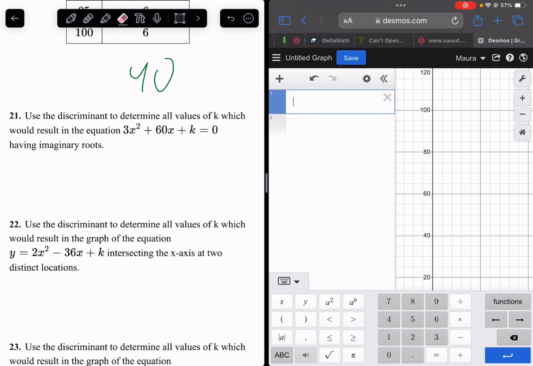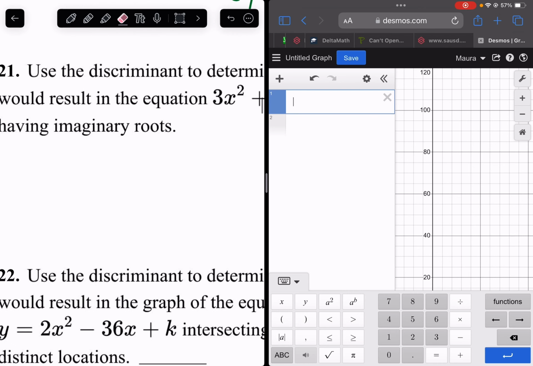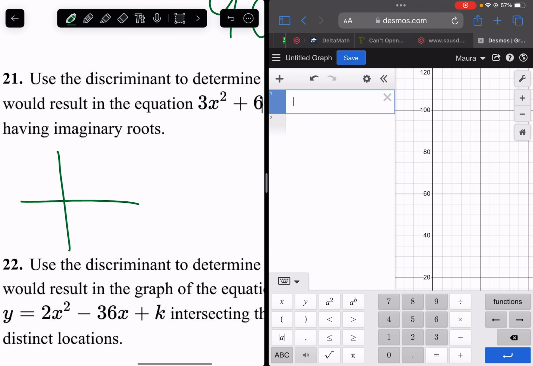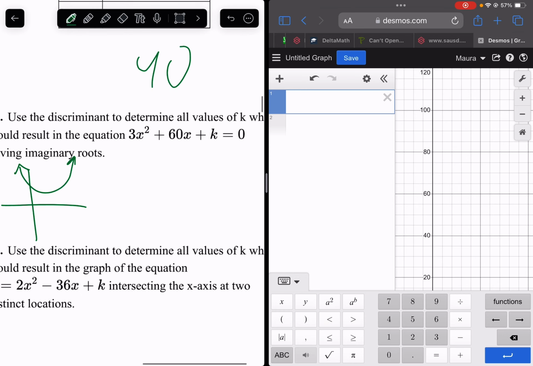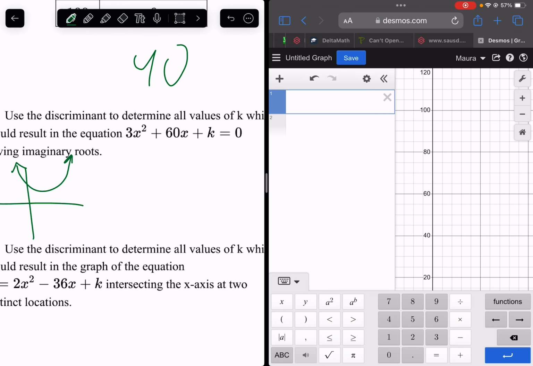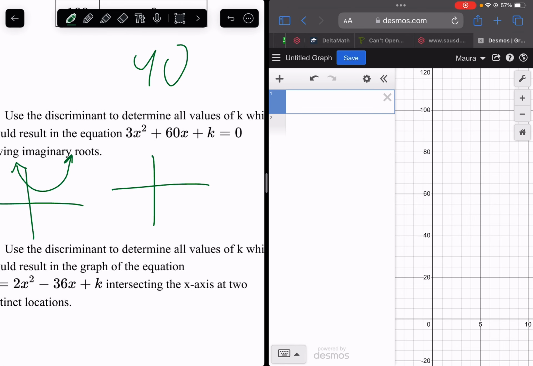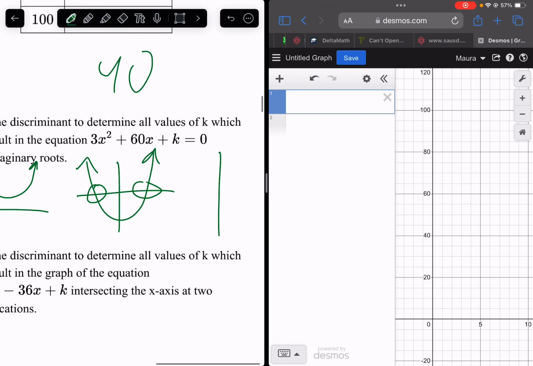So if you recall, with quadratics, you have 3 options in terms of your roots. If you have imaginary roots, that's going to mean that you don't go through the x-axis at all. It means you have no real solution. Sometimes instead of roots, they'll call it solutions. If you go through the x-axis twice, you have 2 real solutions. And if you go through the x-axis at exactly 1 point, that's when your vertex is literally on the x-axis, you have one real solution. All right.